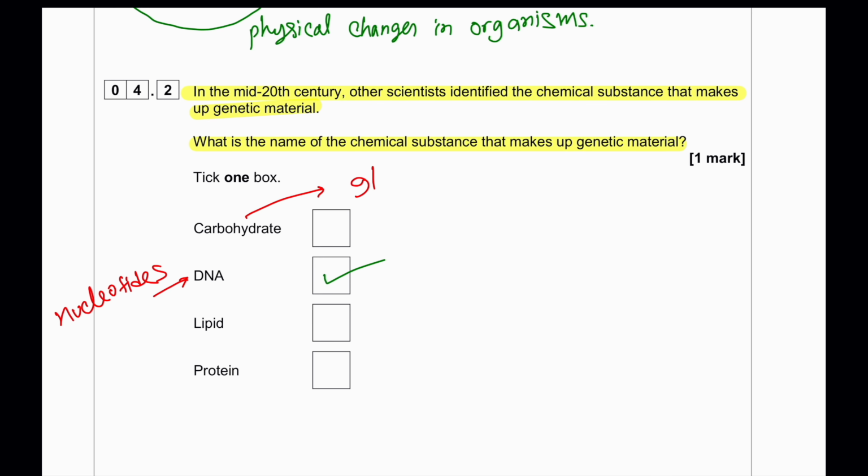Carbohydrates are mainly made of glucose. Lipids are mainly made of fatty acids and glycerol. And proteins are made of amino acids.